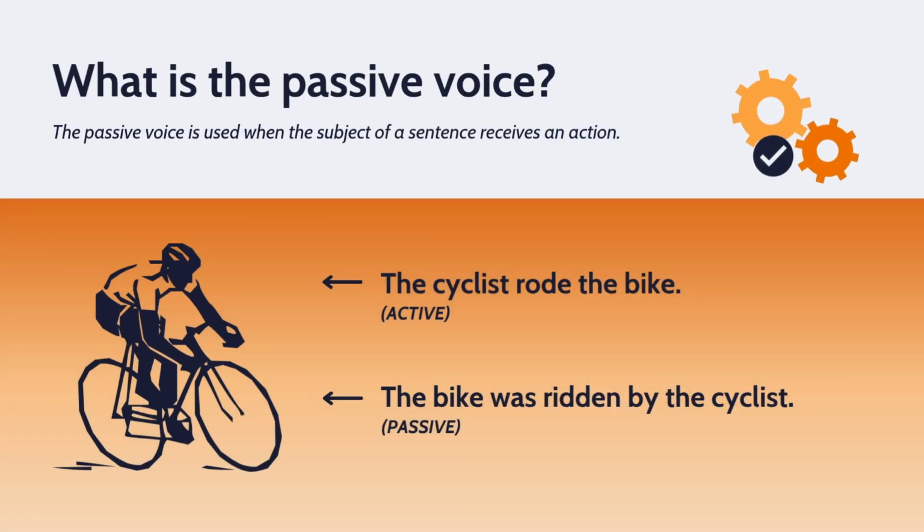What is the passive voice? The passive voice is used when the subject of a sentence receives an action. Active voice: the cyclist rode the bike. Passive voice: the bike was ridden by the cyclist.